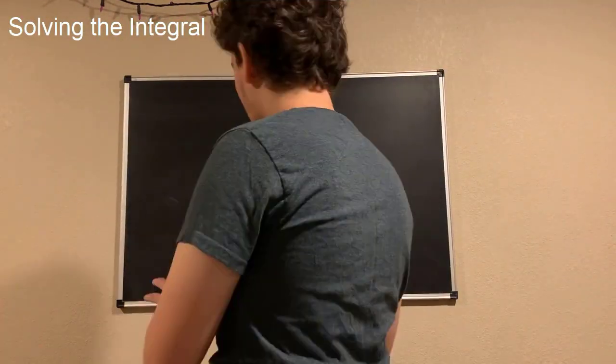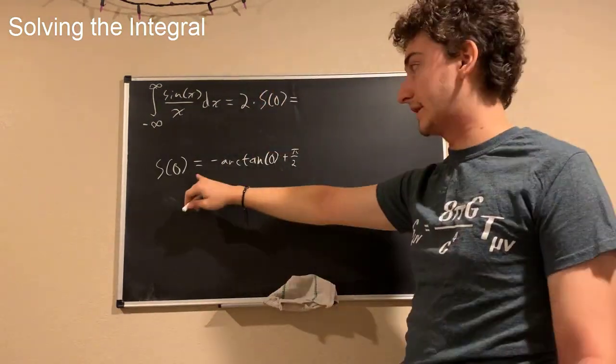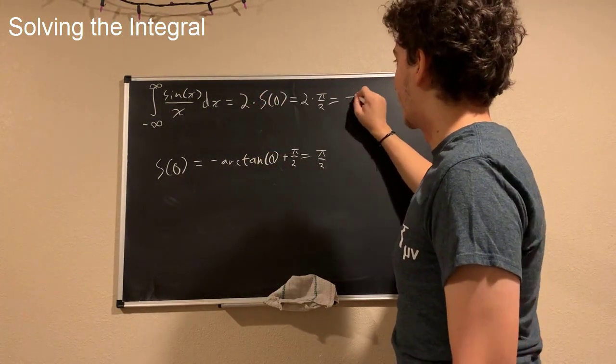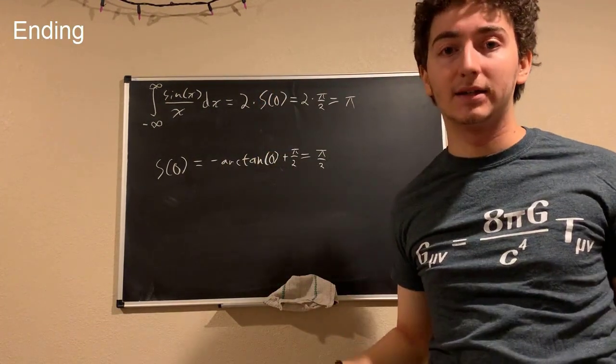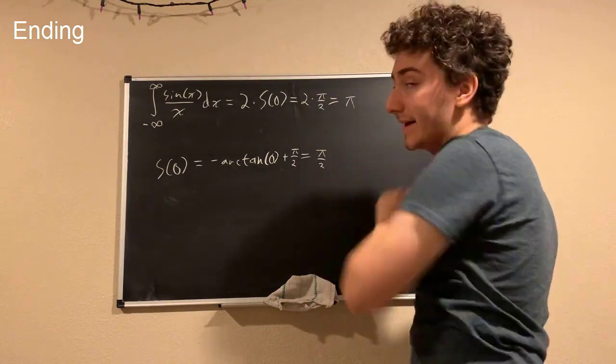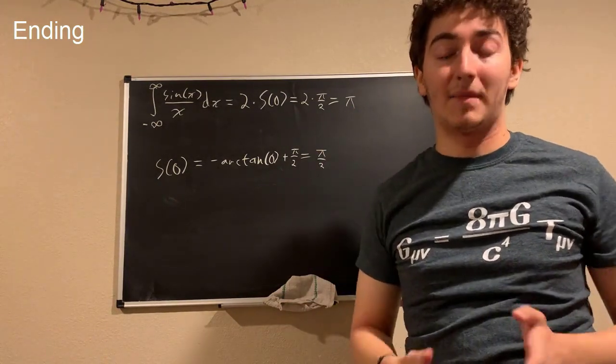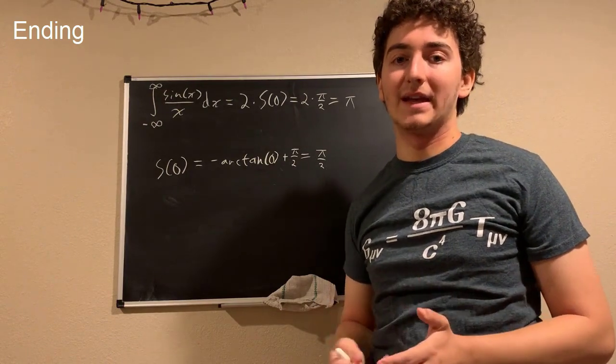Now all we have to do is plug in 0 for t and we get our result. And our integral is solved with a value of pi. Our magic number, pi, connects mathematics, physics, engineering, and even music.